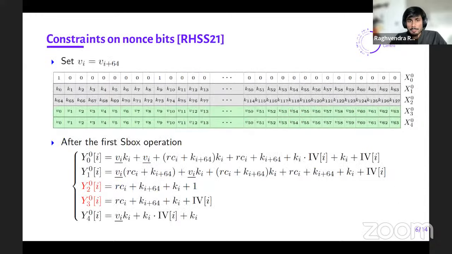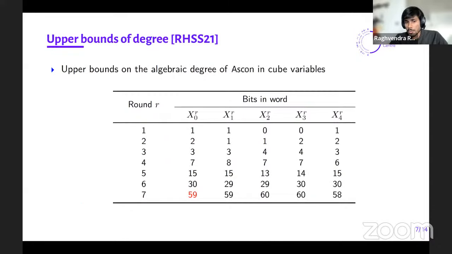So based on the ideas of the previous talk, the first condition they put was VI equals VI plus 64. So in that case, these two words Y2 and Y3 became independent of the nonce variable, and they computed the algebraic degree, which was 59 after 7 rounds. So now the question is how we can reduce it further.